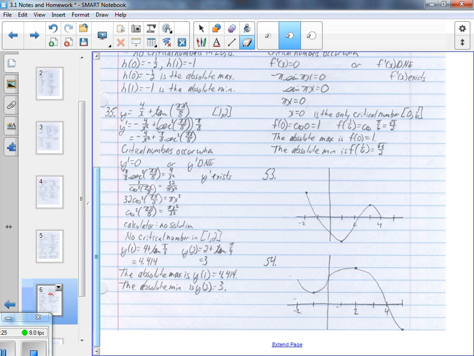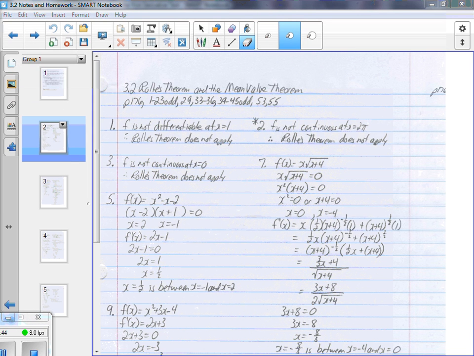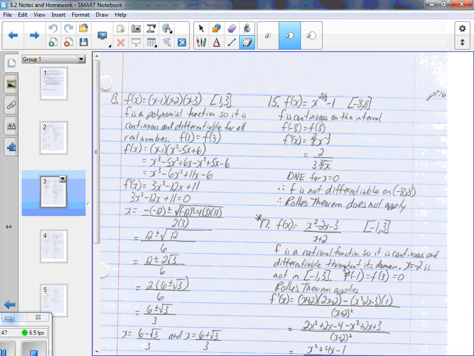All right, any others from that section? All right, let's take a look at Rolle's theorem and mean value theorem then. Number 13. So I'm on page 176. All right, 13 says, determine whether Rolle's theorem can be applied to f on the closed interval from a to b. If Rolle's theorem can be applied, find all values of c in the open interval from a to b such that f prime of c equals 0.